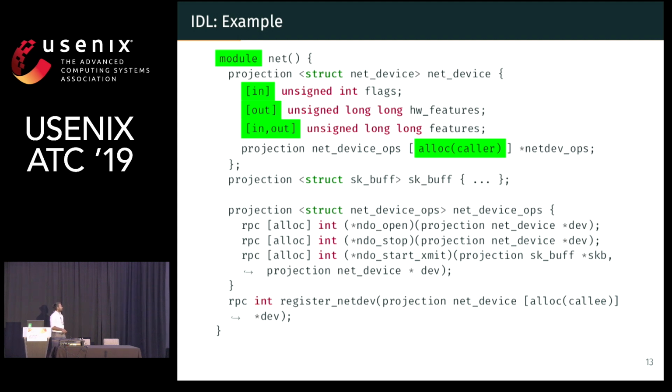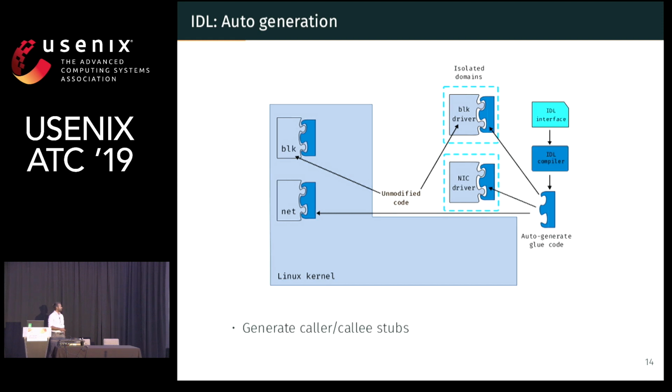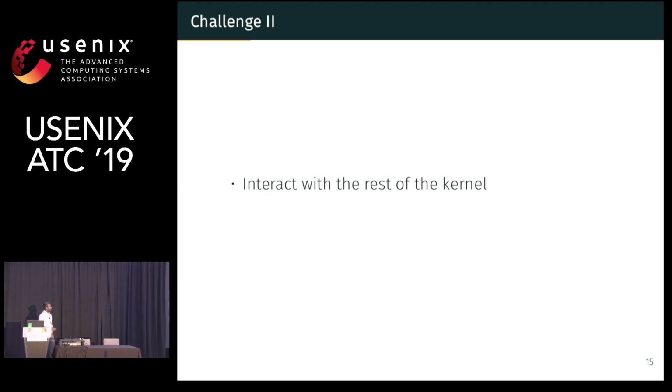This is how an entire example looks. It is represented as a module which specifies a kernel subsystem that we wish to isolate, and it contains a bunch of projections and RPCs. By feeding this IDL interface to an IDL compiler that we generated, we can automatically generate glue code, which would contain caller and callee stubs for all the remote function calls that we wish to invoke. So we can generate glue code now, and we can call into other domains, but how do we cross the boundary?